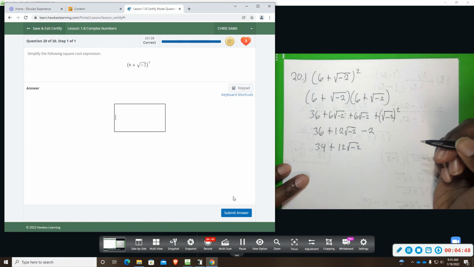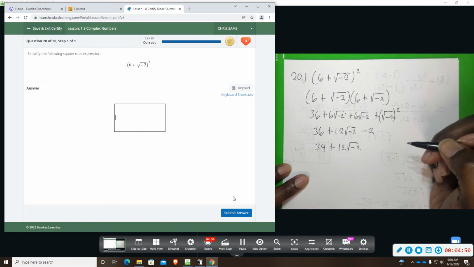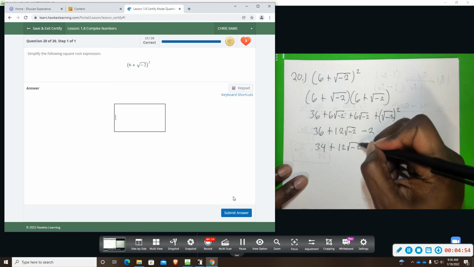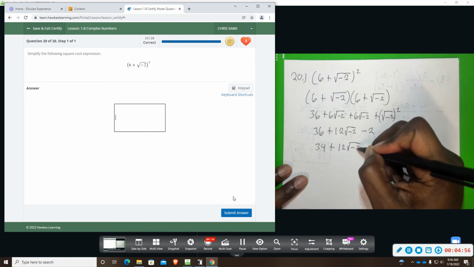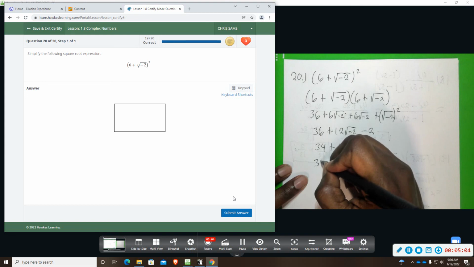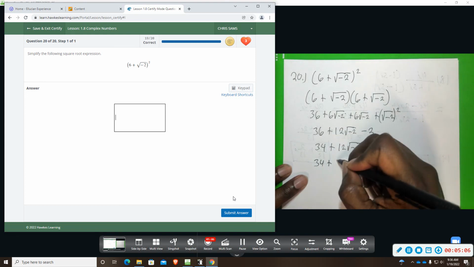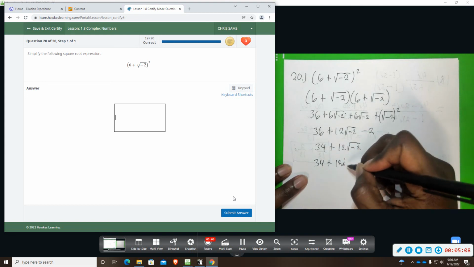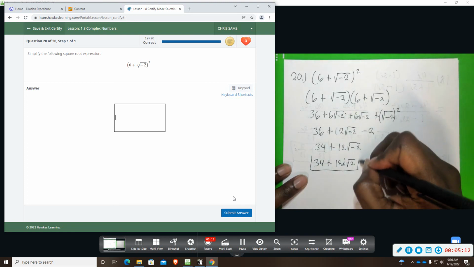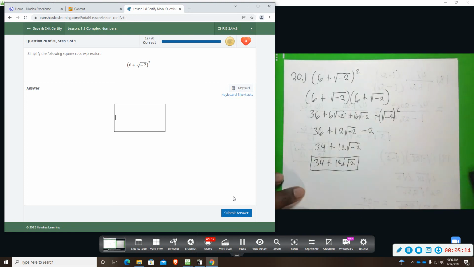I don't know if we want to rewrite this as an imaginary part. I guess I will. Take the negative out here, so I will have 34 plus 12i square root of 2. And we're going to leave it like that. That's all we can do at that point.